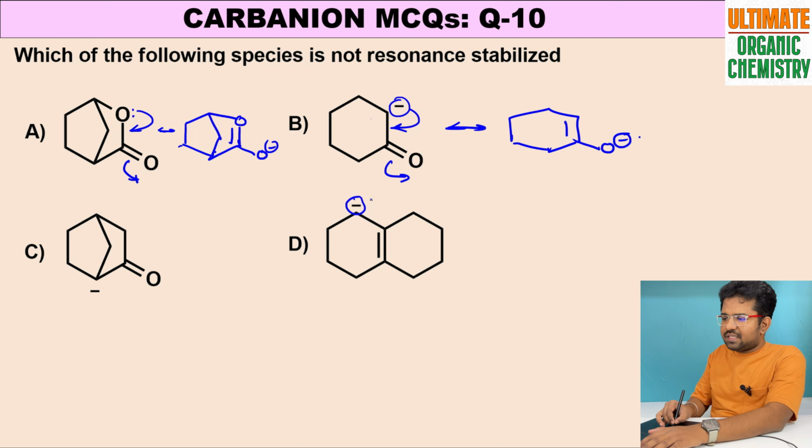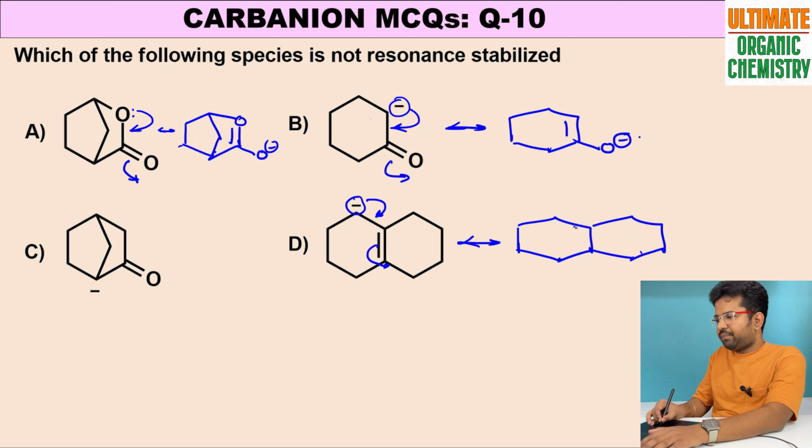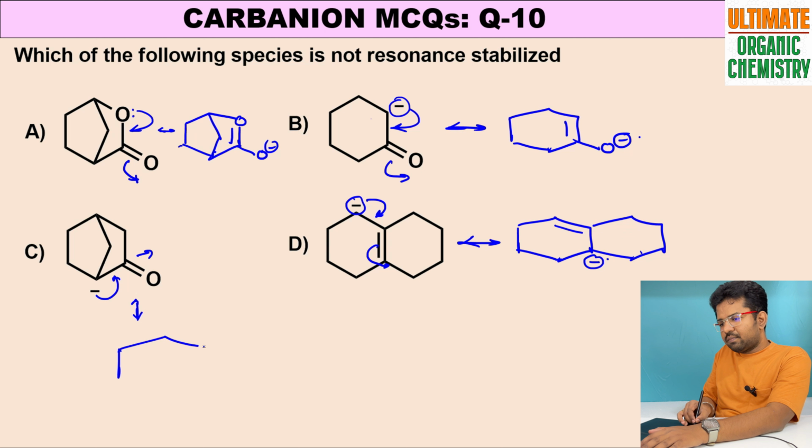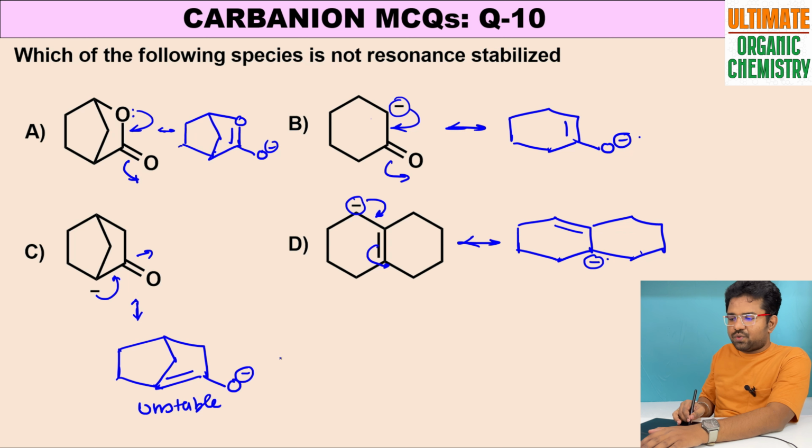In third case, that is D, this can be stabilized by resonance effect because this is an example of an allyl anion. And that is the fourth one, that is C. If it undergoes resonance, it will result in this resonance form. And if you happen to look at this form, this is unstable. Why? Because it is violating Bredt's rule.